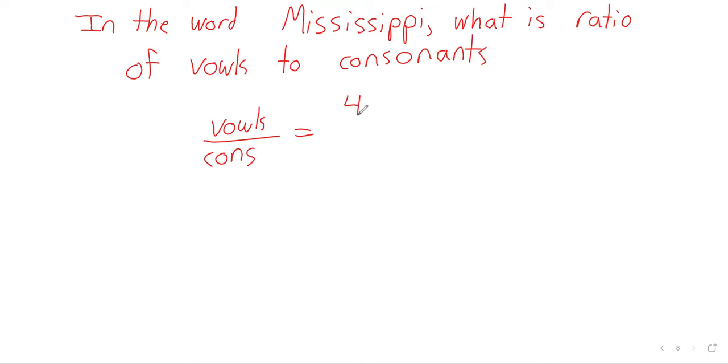I hear the word four uttered, and that is correct, that I is showing up four times. What about consonants? I think I hear the word seven, although my hearing's sort of going. One, two, three, four, five, six, seven. Seven is what I wanted to hear.